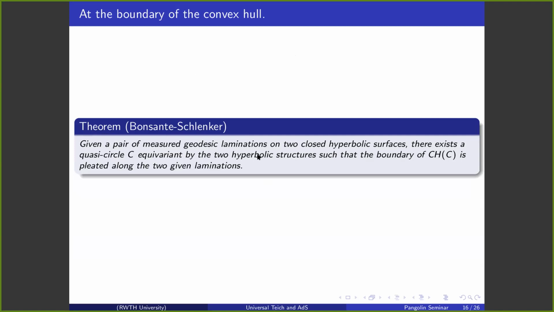Okay, and the theorem of Bonsante and Schlenker is kind of a converse to this construction, in the sense that if you start with two measured geodesic laminations on closed surfaces, you can reconstruct them as the pleating laminations on the boundary of the convex hull of a quasi-circle. So you can find a quasi-circle in the boundary of AdS, such that its convex hull has two boundary surfaces pleated exactly along the two measured geodesic laminations that you started with. Did they prove uniqueness? No, there is no uniqueness. That's what I meant by a partial converse, because you don't know uniqueness in this statement, and it's still open actually.